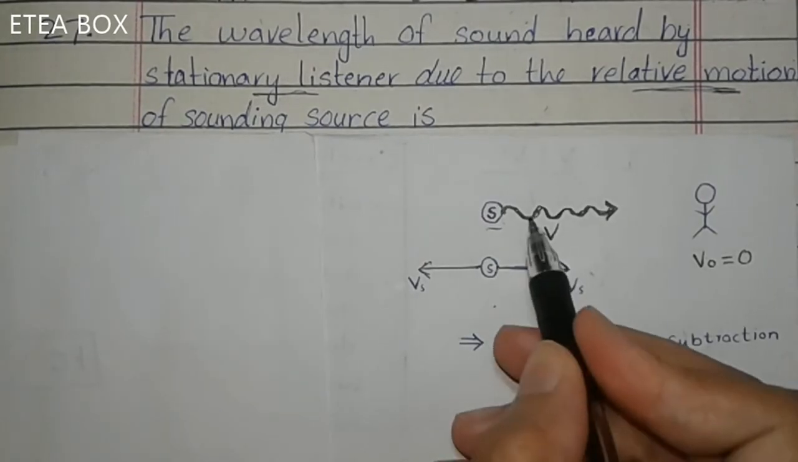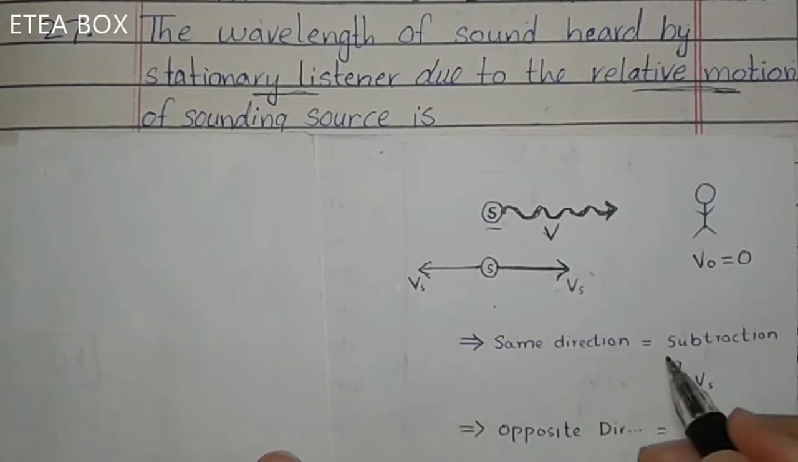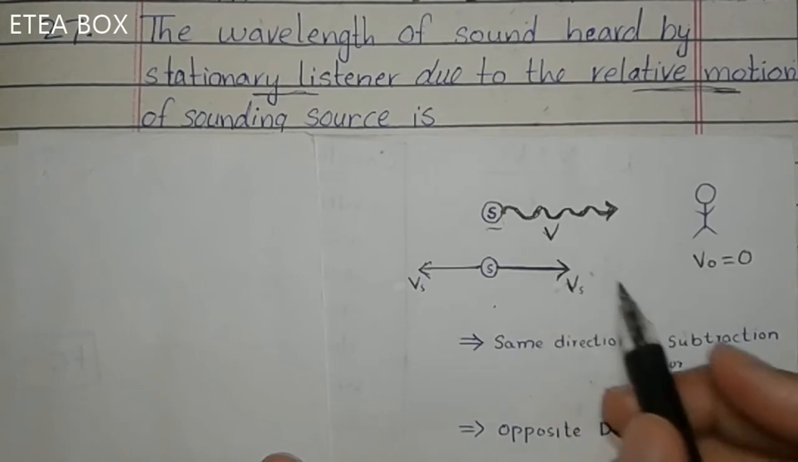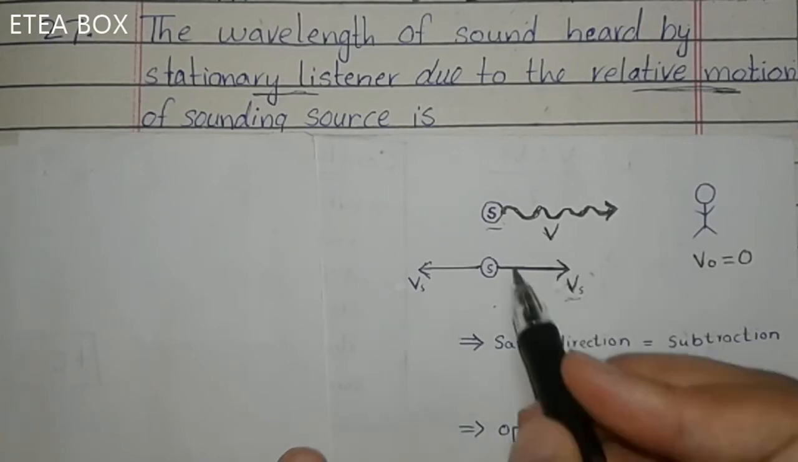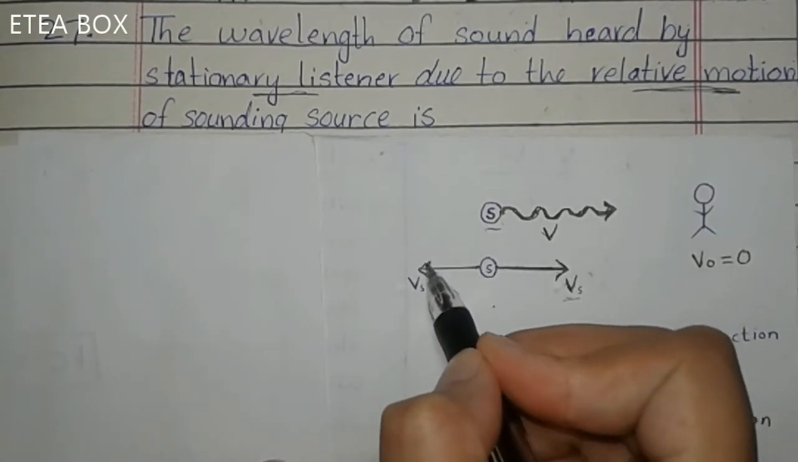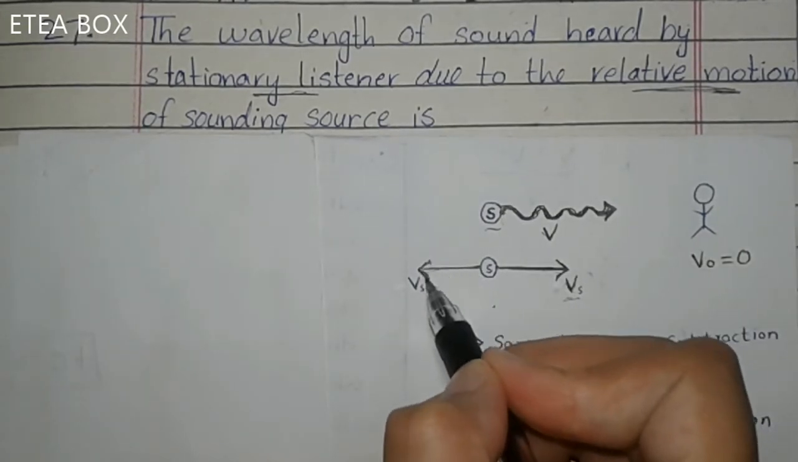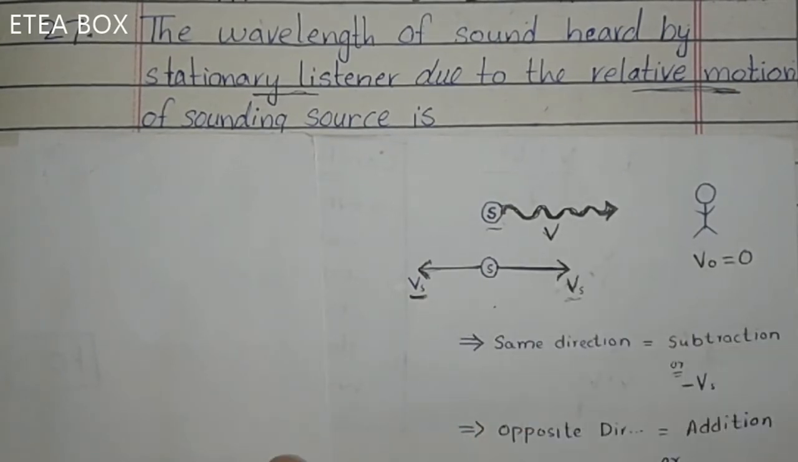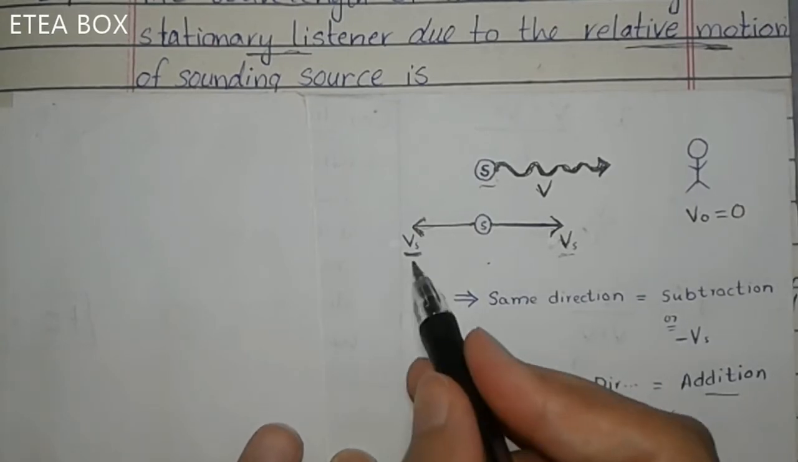Now if the speed of sound and the speed of the source are in the same direction, then you have to subtract Vs from V, or take it as negative. Take this one negative, or subtract it from the speed of sound. Now look, if the speed of the source is in the opposite direction, then add it. Add the speed of the source with the speed of sound. If the direction is opposite, then do addition, or take this one as positive.